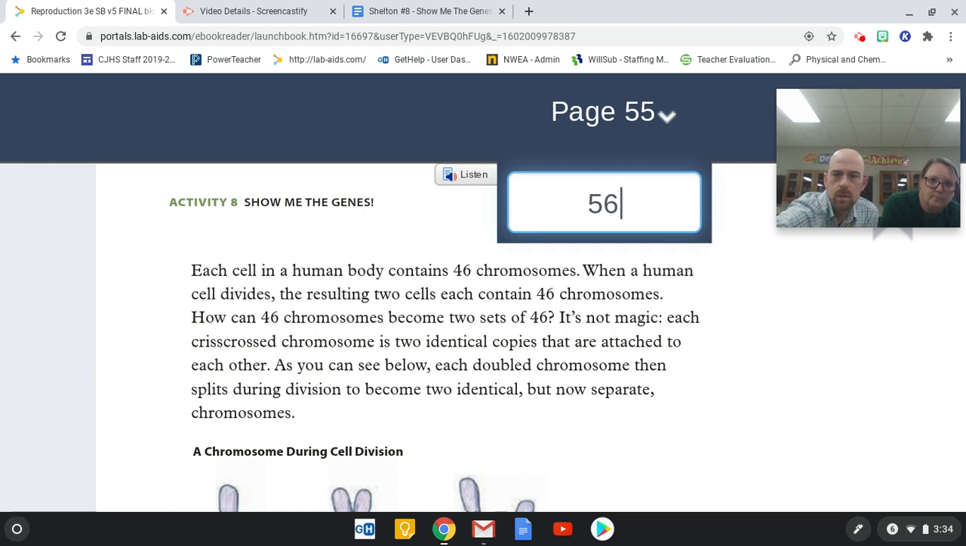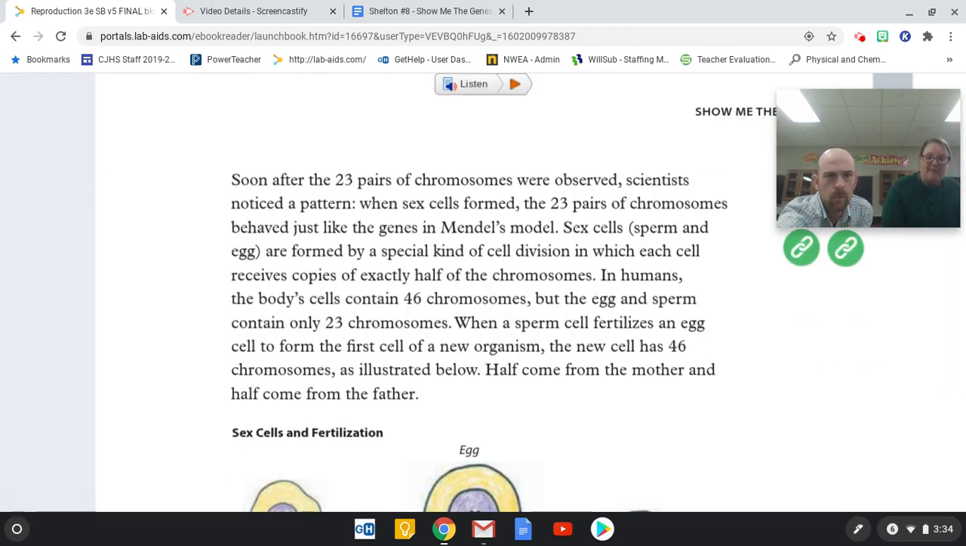Okay? So moving on to the next page. Page 56. Got it. Okay. Soon after the 23 pairs of chromosomes were observed, scientists noticed a pattern. When sex cells formed, the 23 pairs of chromosomes behaved just like the genes in Mendel's model. Sex cells, sperm and egg, remember sperm is the male sex cell, egg is the female sex cell, are formed by a special kind of cell division in which each cell receives copies of exactly half of the chromosomes. In humans, the body cells contain 46 chromosomes, but the egg and the sperm contain only 23 chromosomes.